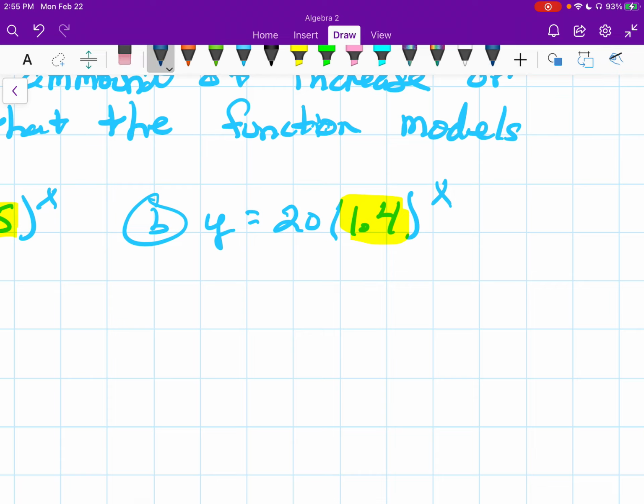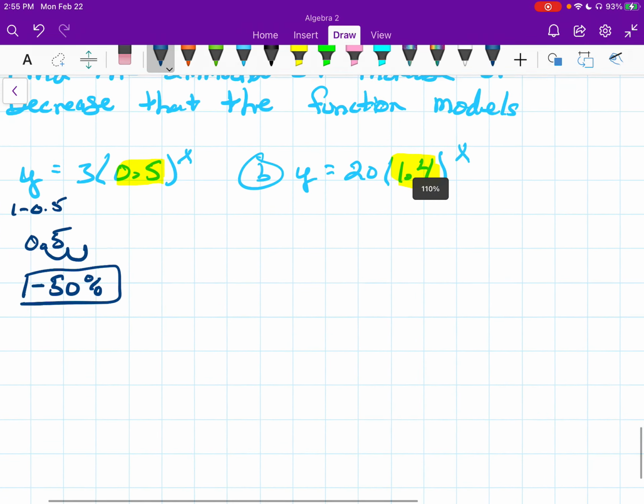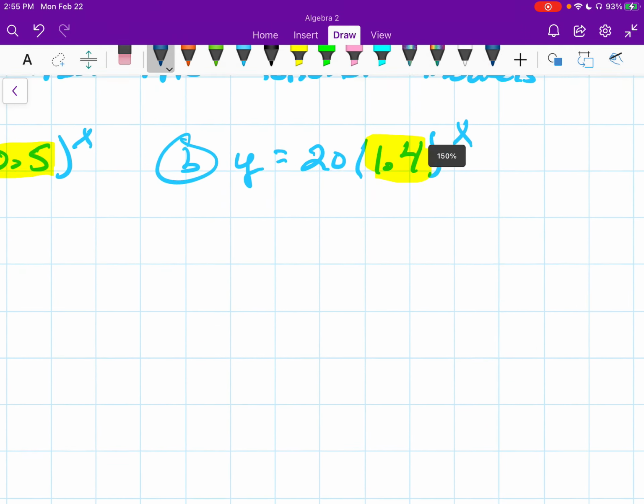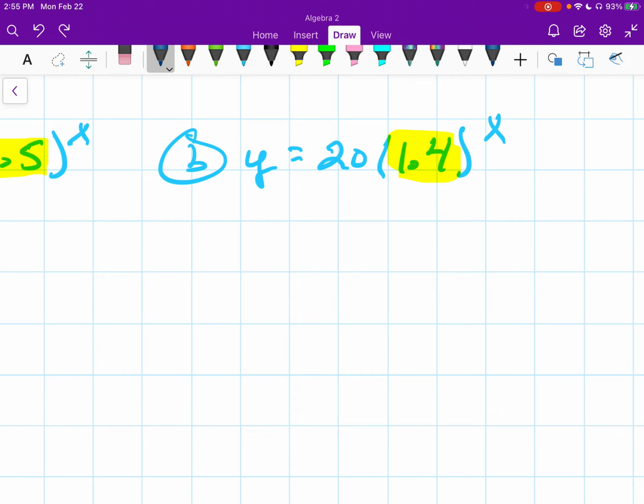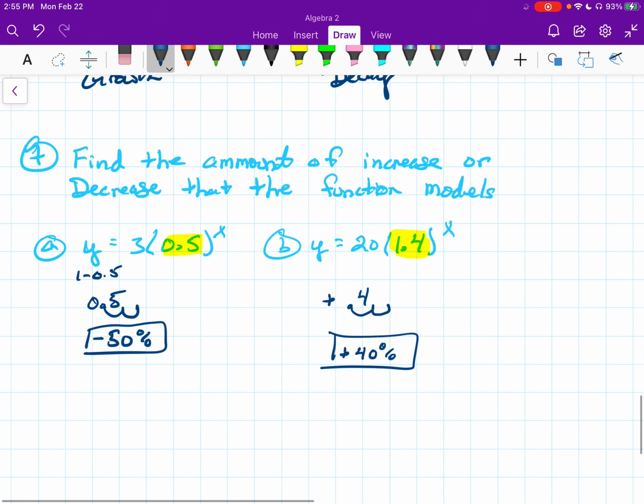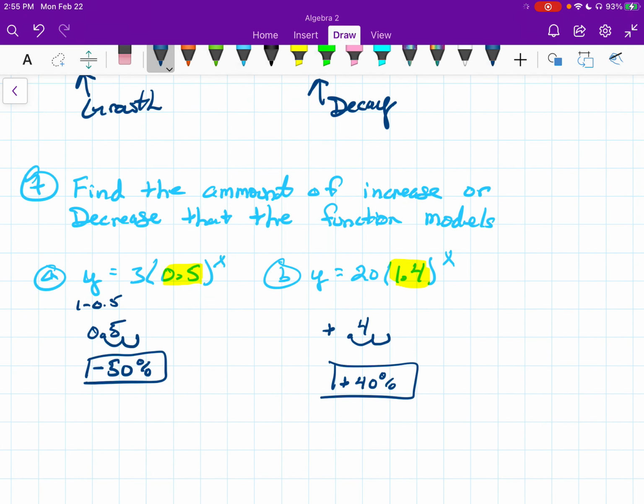Here we have 1.4. We know that it's going to be an increase because that's bigger than 1. Last time I said 1 minus 0.5. We just want to find how far away from 1 this is. So this is going to be 0.4 away from 1, like positive 0.4. It's a decimal right now, and we need it to be a percent, so I'm going to move my decimal 2 spots. This is going to be positive 40%. All right, hopefully that helps out a little bit.